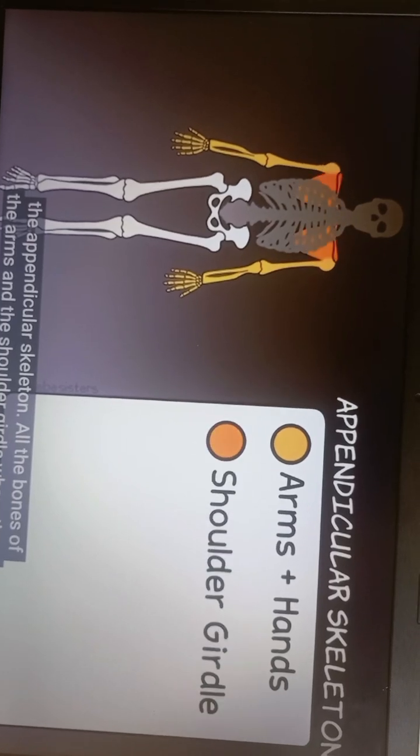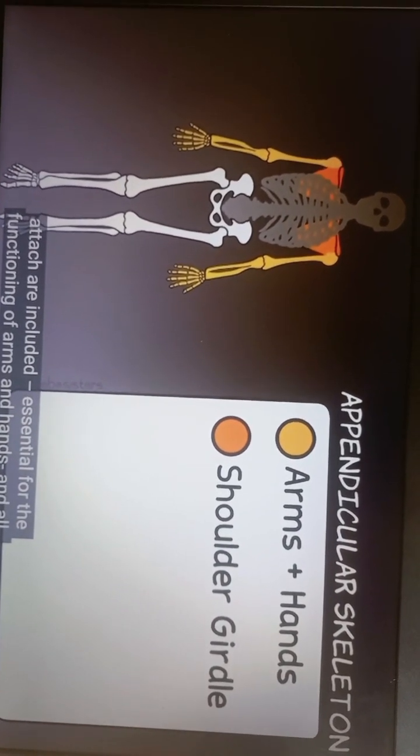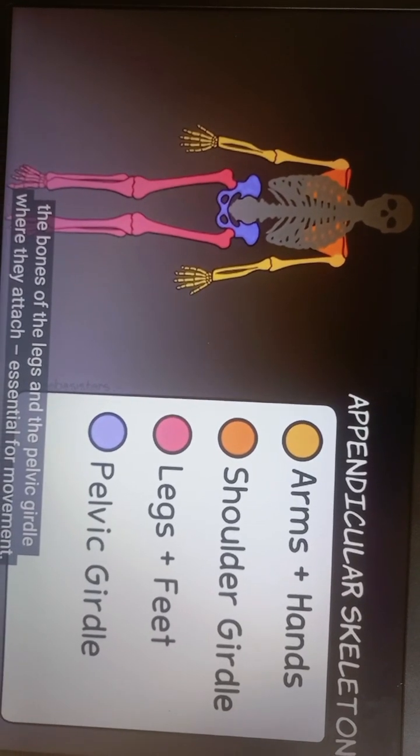All the bones of the arms and the shoulder girdle where they attach are included, essential for the functioning of arms and hands. And all the bones of the legs and the pelvic girdle where they attach, essential for movement.